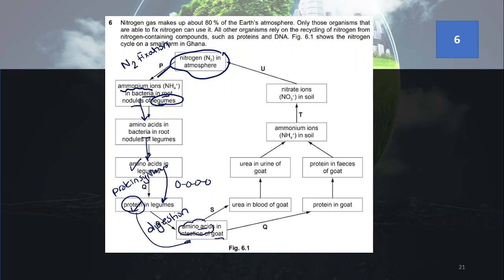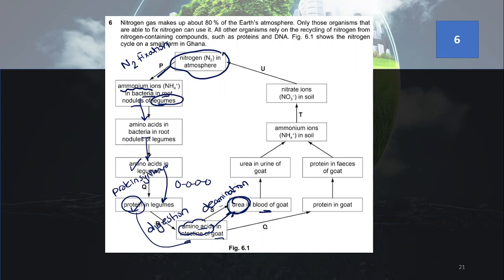The amino acids are broken down into urea in the blood of the goat. After the goat ate the proteins, it's digested. After it's digested, the excess amino acids change to urea. That's also from an old topic, and we call this change to urea deamination.